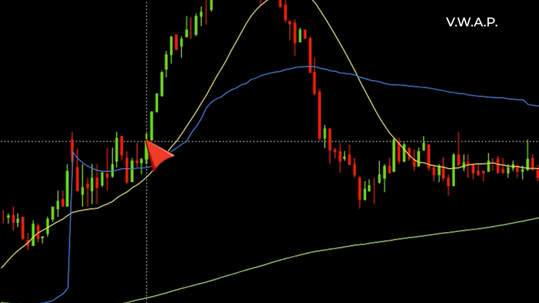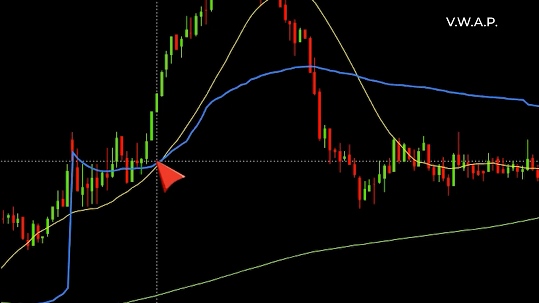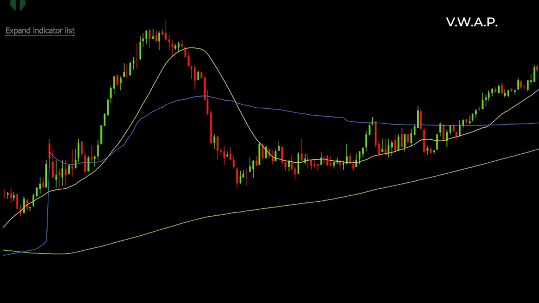So if we are to enter here, we have 1 point because we are above VWAP, and we have another point because VWAP is pointing up.